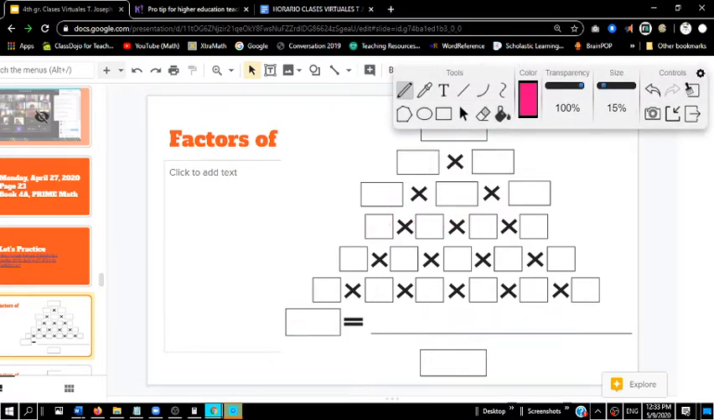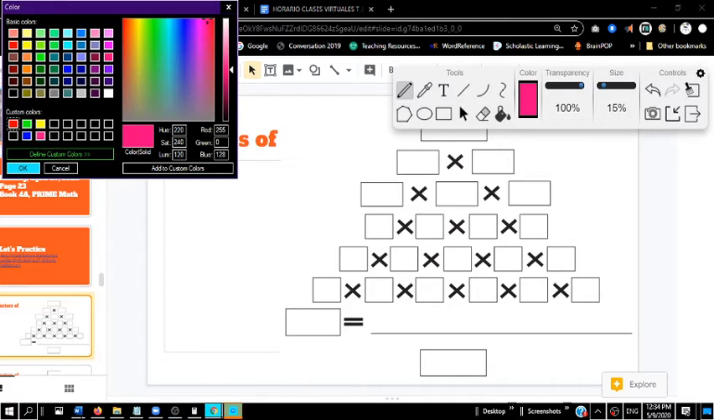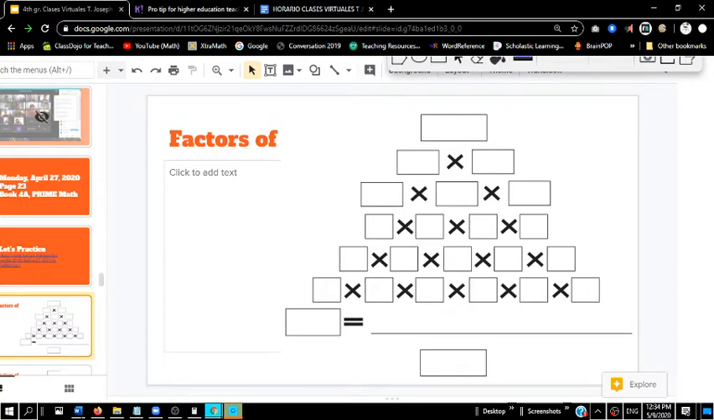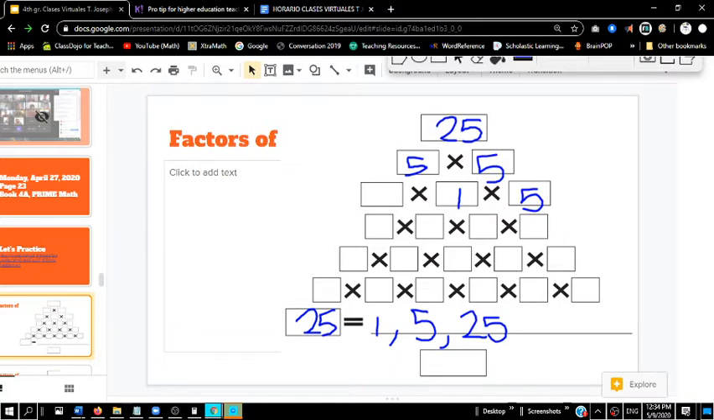All right, let's try a completely different problem. Let's pick another number. Let's go with 25. 25 is a little bit more difficult. We can factor that into 5 times 5, and 5 times 1 equals 5. So our factors of 25 are 1, 5, and 25. Now we don't need to add both of those 5s. We do have 5 times 5, but we don't need to put two 5s as our factors, just one.